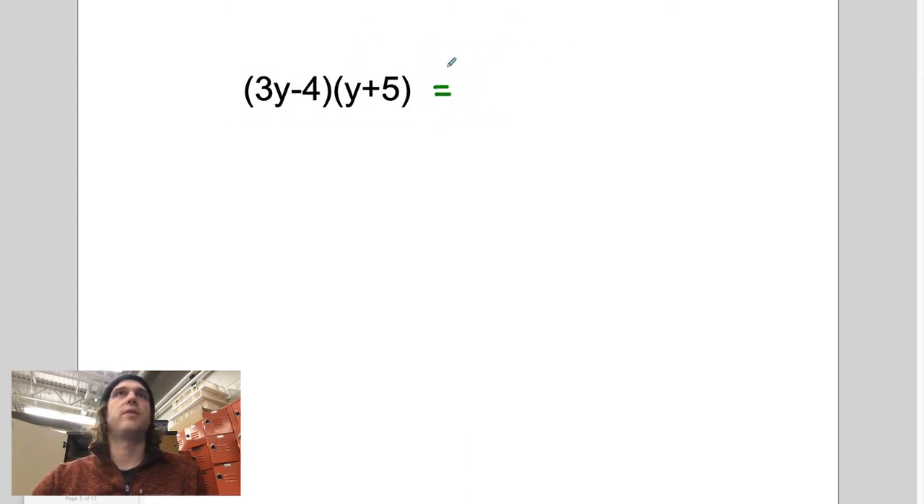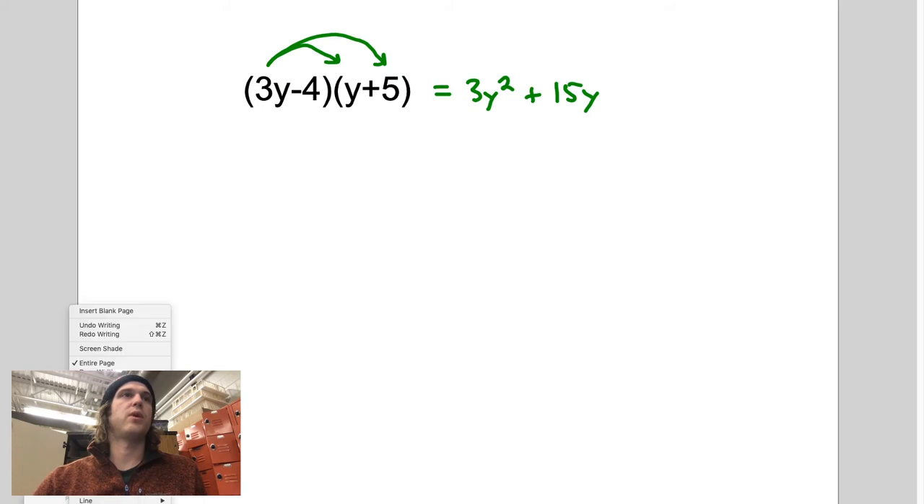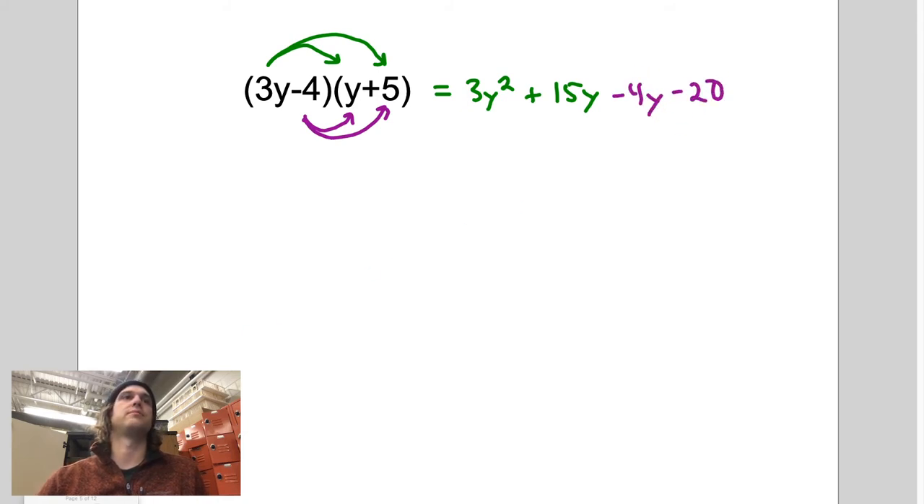Moving on through, that's going to be 3y times y. 3y times 5 is 3y squared plus 15y. Double check my work. So this person introduces them to both people from the other car, and then this person introduces themselves to both people from the other car. So you end up here with minus 4y minus 20.